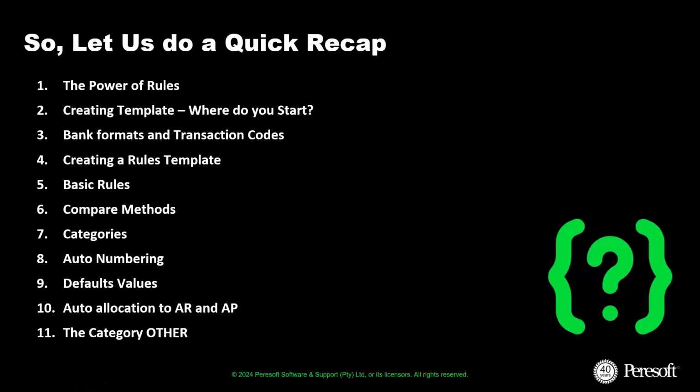So let's do a quick recap. What we discussed was the power of the rules, creating the template, and where you start: bank formats and transaction codes. Creating a rules template uses the bank format, which we create for you unless they already exist. You then have your basic rules with your transaction codes, which come predefined from the bank. You then have all the compare methods: the equal, the like, the equal with a wild card, and then a like with a wild card.